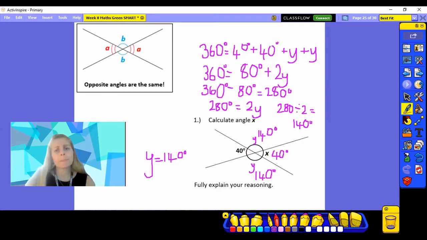So that's a little bit of introduction about how I might solve this problem. Sometimes, as this one says, it only asks us to calculate x, but we can also calculate the other missing angles because we know something about opposite angles are the same, and we know something about angles around a point. So it gives us lots of opportunities to explore our mathematical knowledge further.